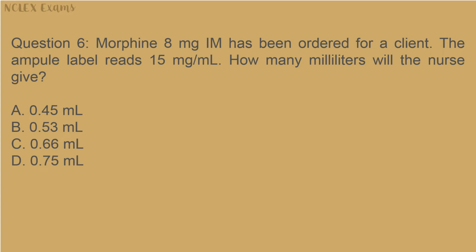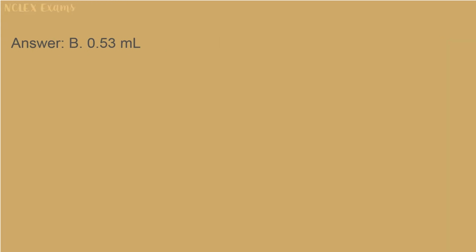Question 6. Morphine 8 mg subcutaneously has been ordered for a client. The ampule label reads 15 mg per milliliter. How many milliliters will the nurse give? A. 0.45 milliliters. B. 0.53 milliliters. C. 0.66 milliliters. D. 0.75 milliliters. Answer: B. 0.53 milliliters.